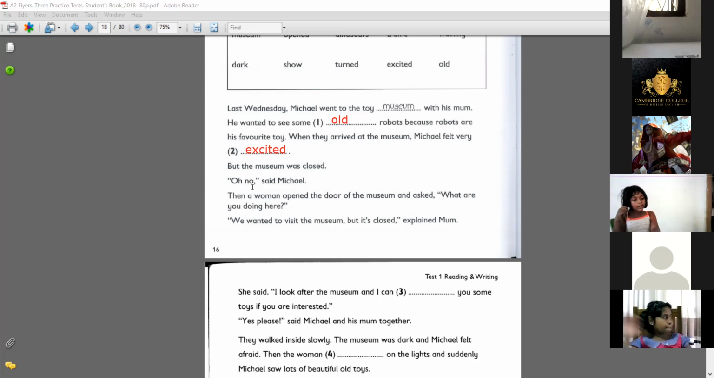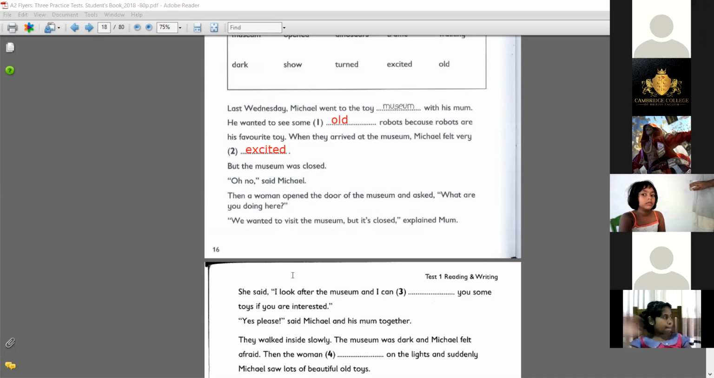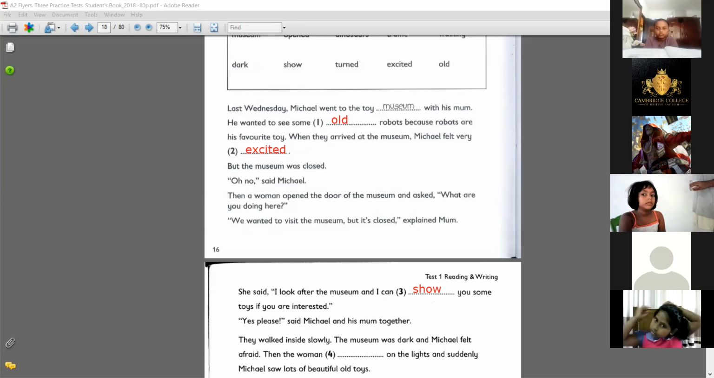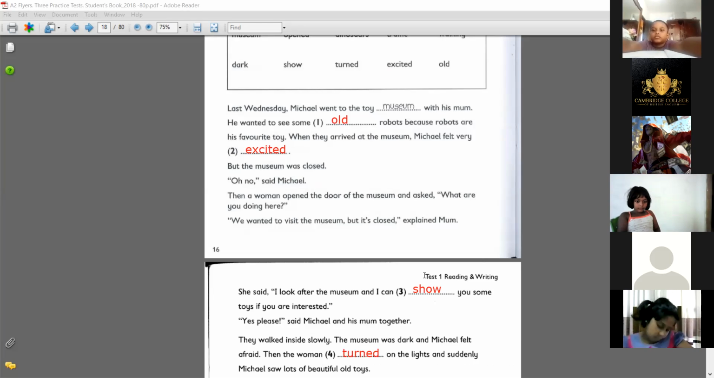But the museum was closed. Oh no, said Michael. Then a woman opened the door of the museum and asked, what are you doing here? We wanted to visit the museum, but it's closed, explained Mom. She said, I look after the museum and I can, what is the answer? I can show you some toys if you are interested. I can show you. Yes, please, said Michael and his mom together. They walked inside slowly. The museum was dark and Michael felt afraid. It's too dark. Then the woman turned on the lights. T-U-R-N-E-D, turned on the lights. And suddenly, Michael saw lots of beautiful old toys.